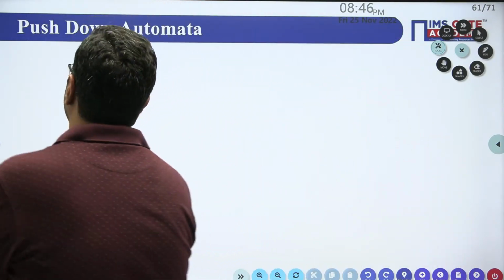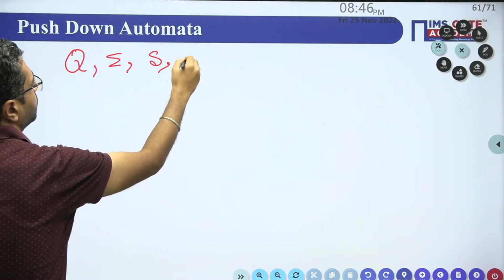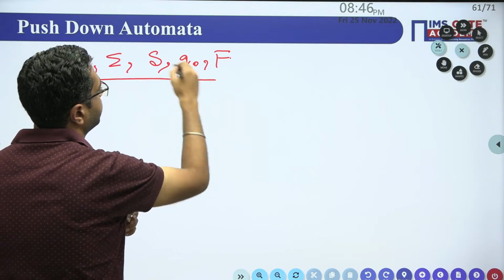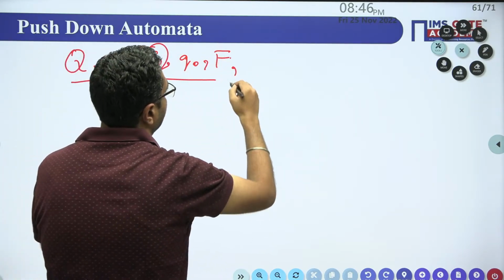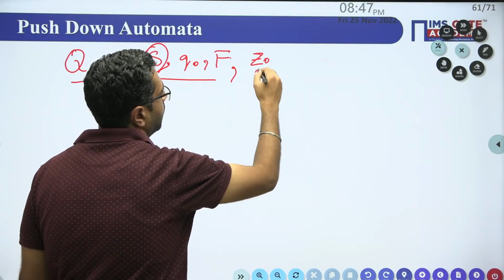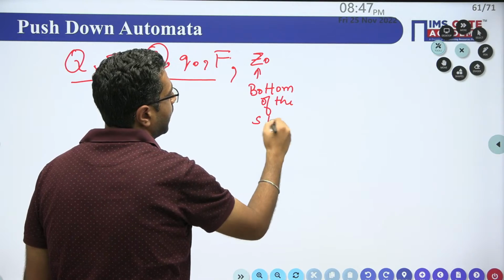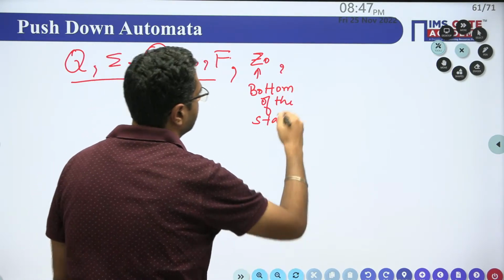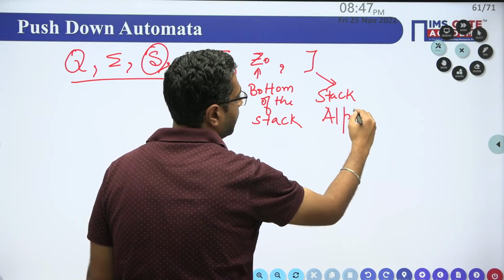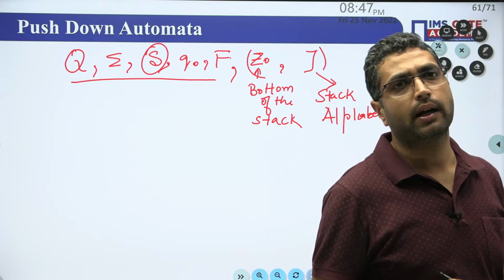So let us define pushdown automata. A pushdown automaton has Q, sigma, delta, Q naught, F. All these are similar. The delta function we will define shortly, and then we will have something called Z naught, which is the bottom of the stack. And then we also have one more thing, which is called the stack alphabet, tau. So the 5 tuple becomes a 7 tuple because we have added the functionality of the stack, which Z naught and tau are representing.